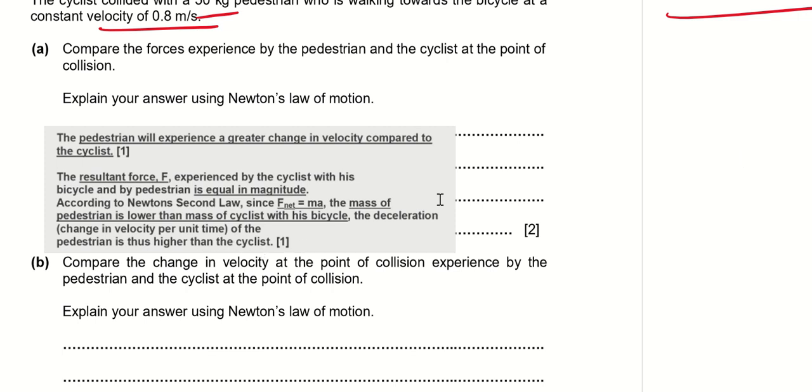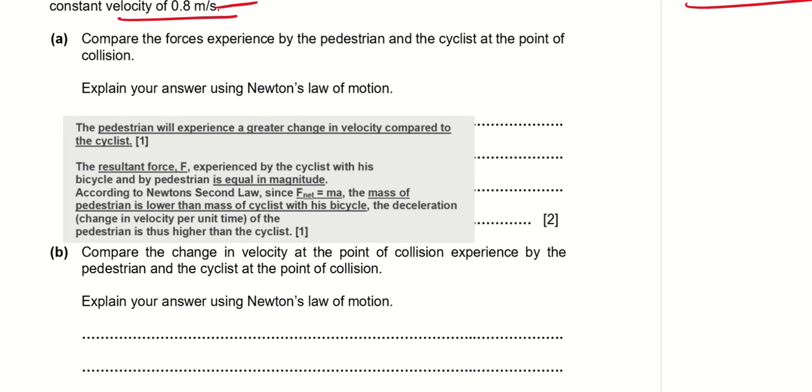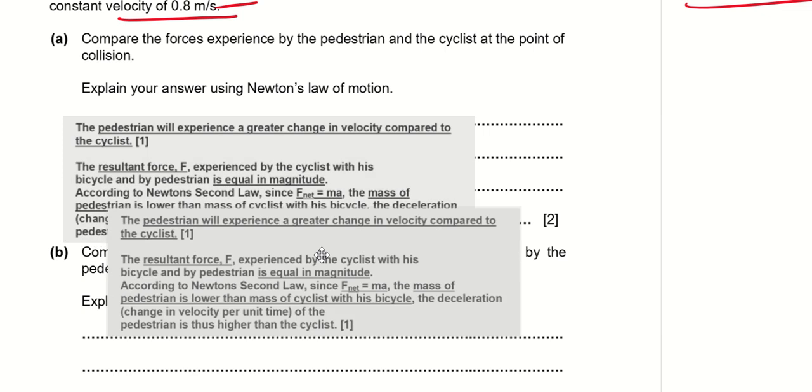The cyclist with his bicycle has a larger mass, so the deceleration will be smaller. It will take a longer time to decelerate because he has a larger mass, but the pedestrian will have a smaller mass, so the deceleration is actually much higher. Okay, sorry, this one is actually for part B.